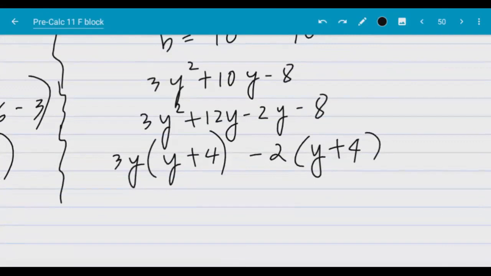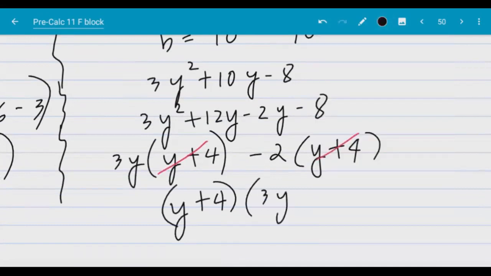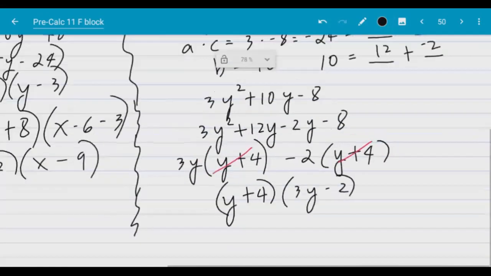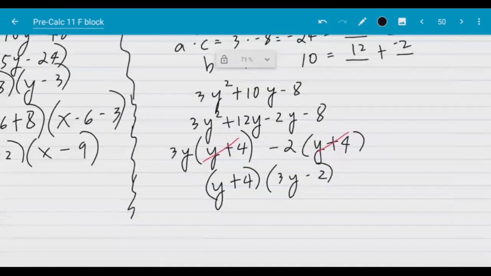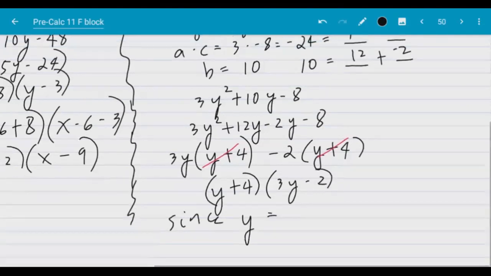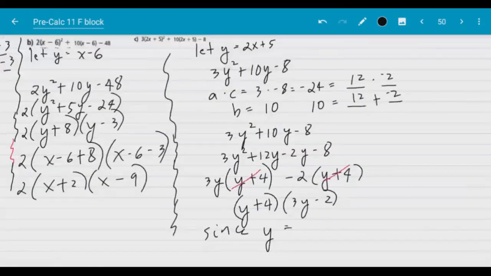So that would be y plus 4 is factored out, and these two are gone. And then what is left would be 3y minus 2. Word of caution again, we are not done yet because the original expression had an x, not a y. So let's go back to our substitution. Since y is equal to, what is the substitution that we did? Right here.